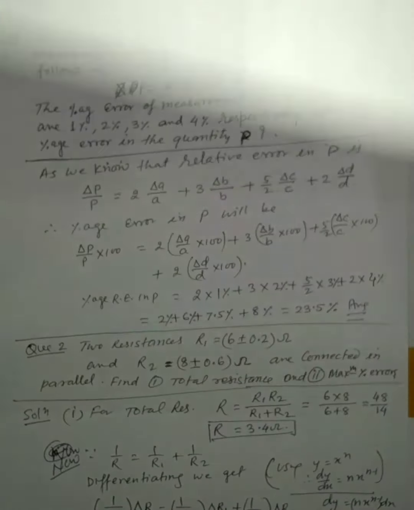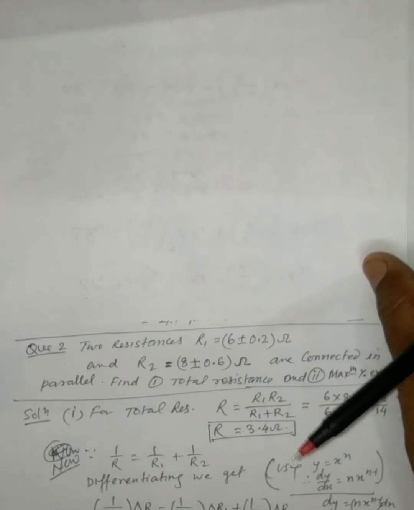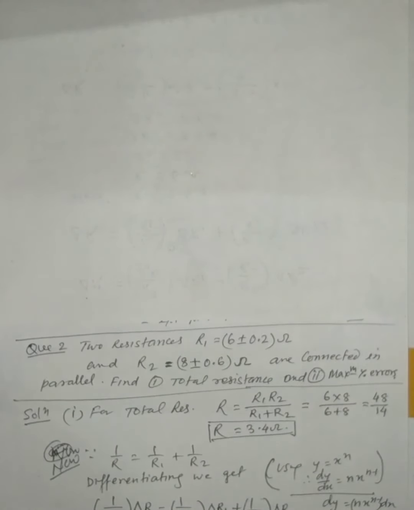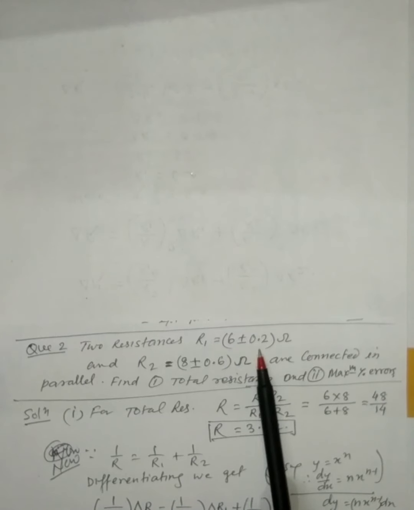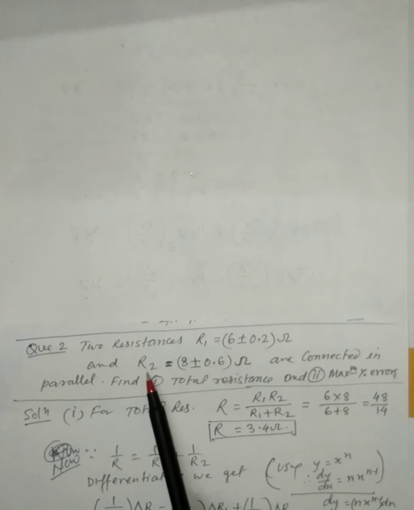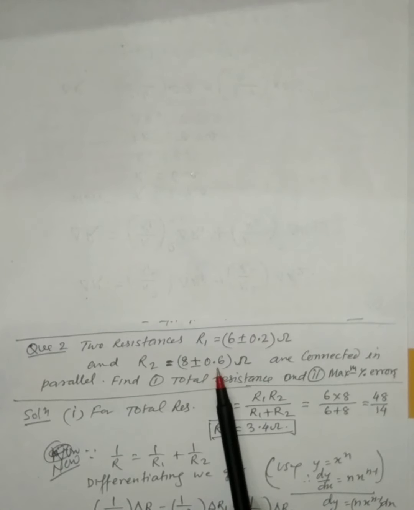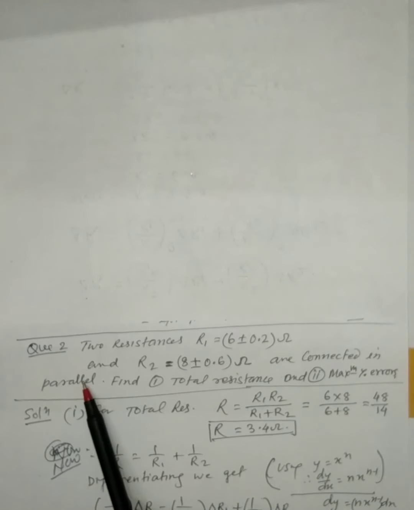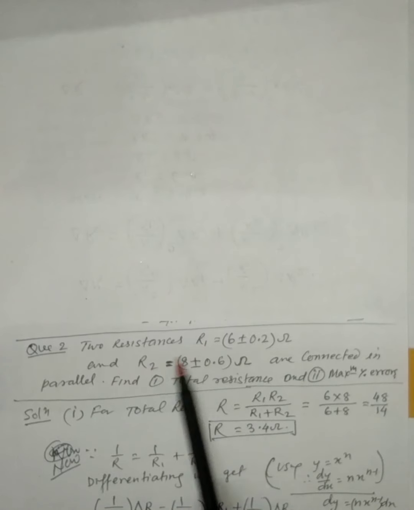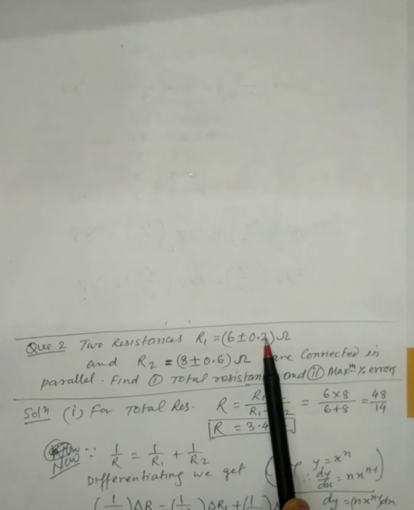So come to the next question. We have the next question also. It is a very important question. The two resistances R1 is equal to 6 plus minus 0.2 ohm and R2 is equal to 8 plus minus 0.6 ohm are connected in parallel. These are the resistances whose values are given with the errors, and they are connected in parallel.